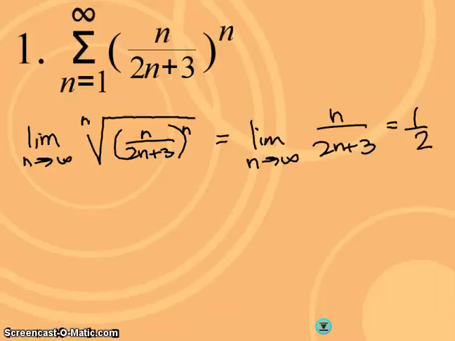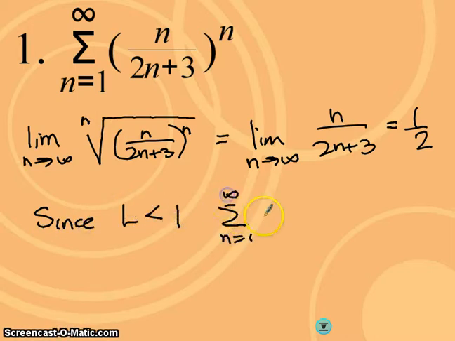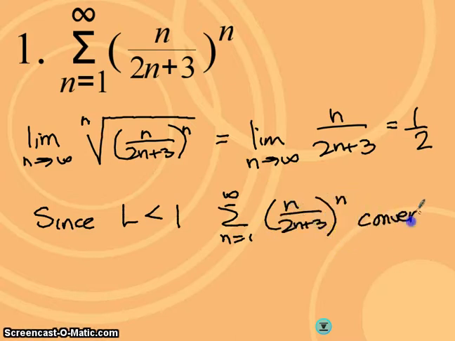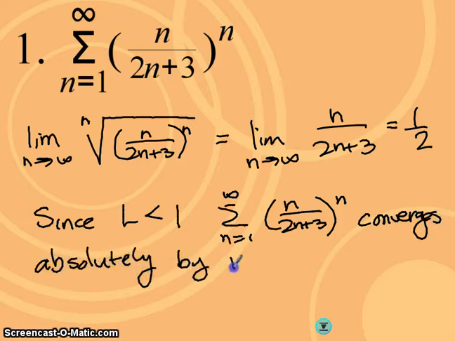So since it is less than 1, the series that's given converges absolutely, and therefore converges by the root test.